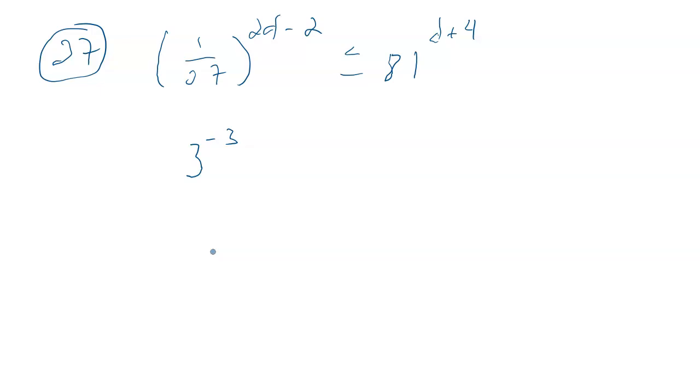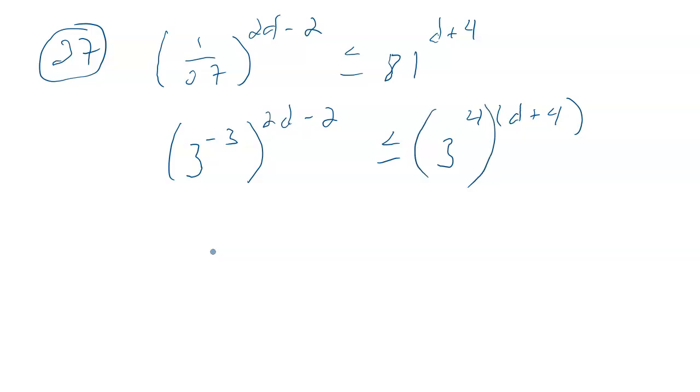27. I get 1/27th, interesting, raised to the 2d minus 2 is less than or equal to 81 to the d plus 4. Okay, so this one is base 3. 3 to the third power is 27, so 3 to the negative third power is 1/27. So we get 3 to the negative 3 raised to the 2d minus 2, which is less than or equal to 3 to the fourth raised to the d plus 4.